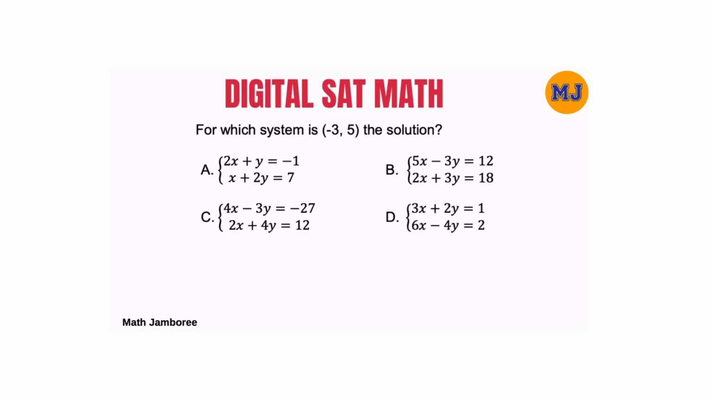For which system is (-3, 5) the solution? In choice A, we have 2x plus y equals -1, x plus 2y equals 7. Choice B is 5x minus 3y equals 12 and 2x plus 3y equals 18. In choice C, we have 4x minus 3y equals -27, 2x plus 4y equals 12, and in choice D we have 3x plus 2y equals 1 and 6x minus 4y equals 2.